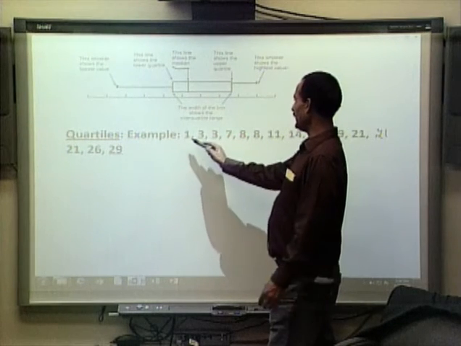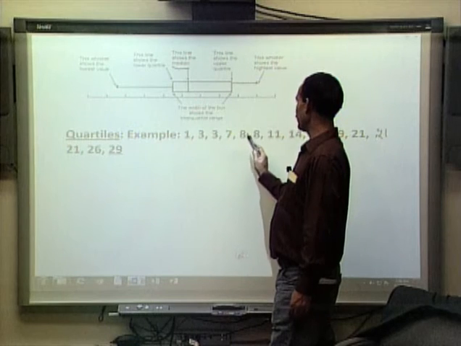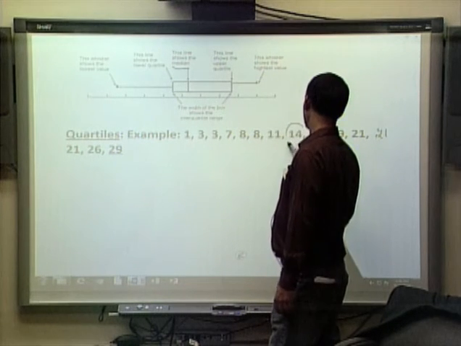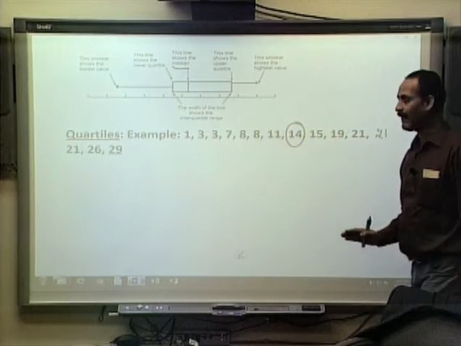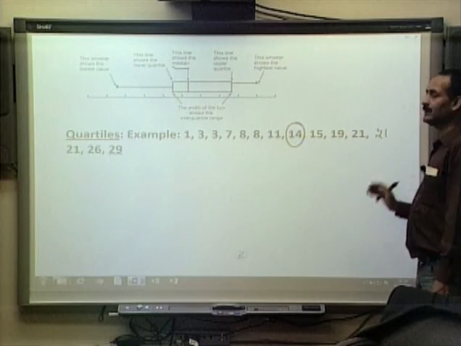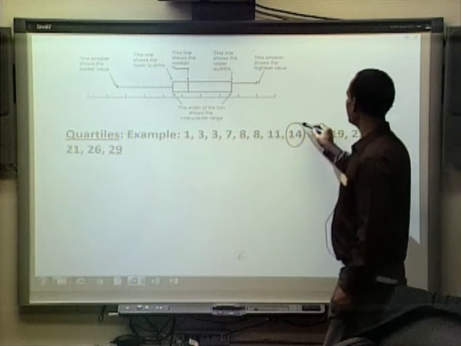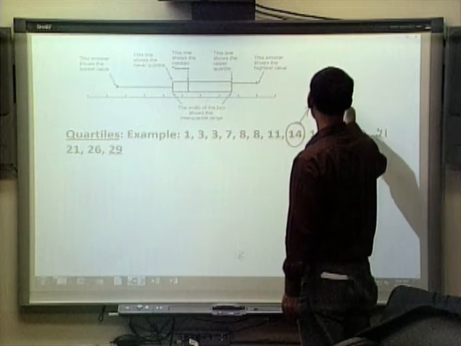So, if we take the 8th observation, 1, 2, 3, 4, 5, 6, 7, 8, there will be 7 observations on the lower half and 7 observations on the upper half. So, the median for this data is 14.